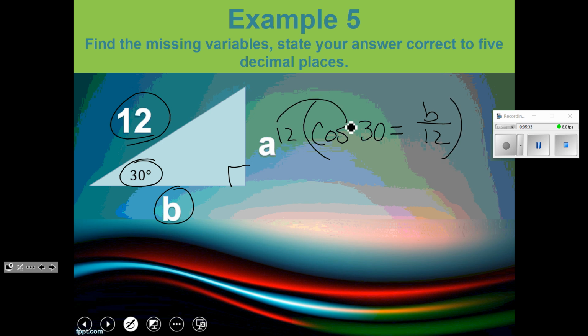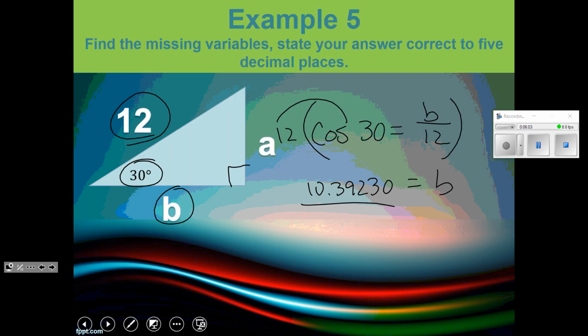So what is 12 times the cosine of 30? 10.3392, okay, is equal to B. So that's what we got yesterday by putting it in the calculator. Let's look and see what it would be if we used our terminal point and worked it algebraically without the calculator. Okay, you ready?